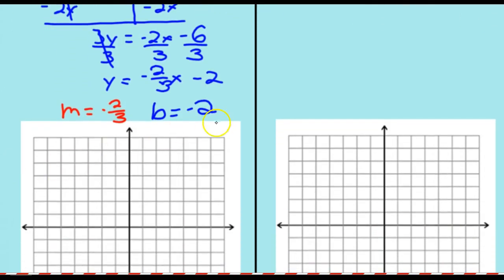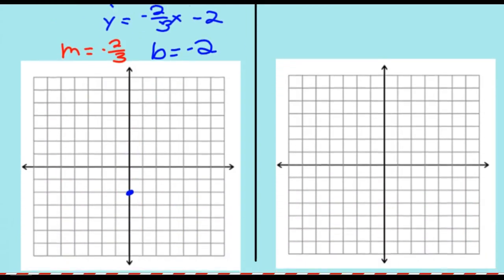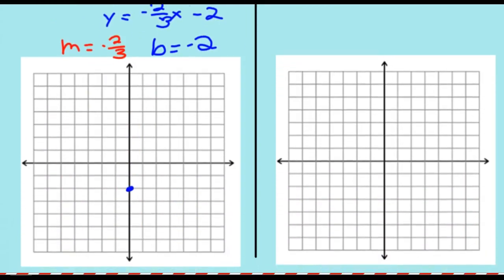So we're going to begin at negative 2. Our rise over run tells us to go down 2, to the right 3: down 2, then 1, 2, 3 to the right, or the opposite, up 2, then 1, 2, 3 to the left.